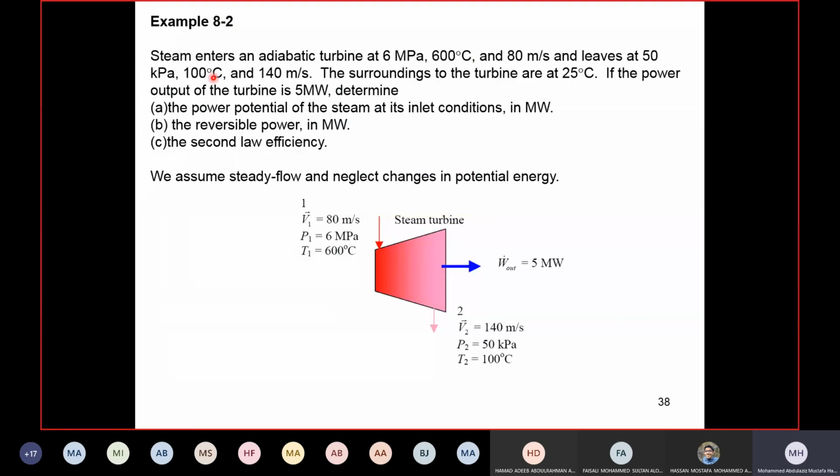The second part, what is this? The reversible power in megawatt. What's the reversible power here? The change in exergy. So it's exergy 1 minus exergy 2. Now this reversible work here, can I ask you how much is this? Would it be more than 5 or less than 5 megawatt? The reversible work.